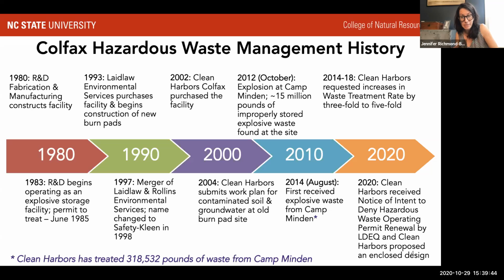And they figured this out because there was an explosion, and it was a terrible tragedy. But at the same time, while they had to curtail any kind of operation at Camp Minden, they were doing something similar with the waste up there. They started shipping some of these munitions down to Colfax. Colfax received the first shipment of explosive waste from Camp Minden in 2014. And that's when the experience of the people in the town really started to change.